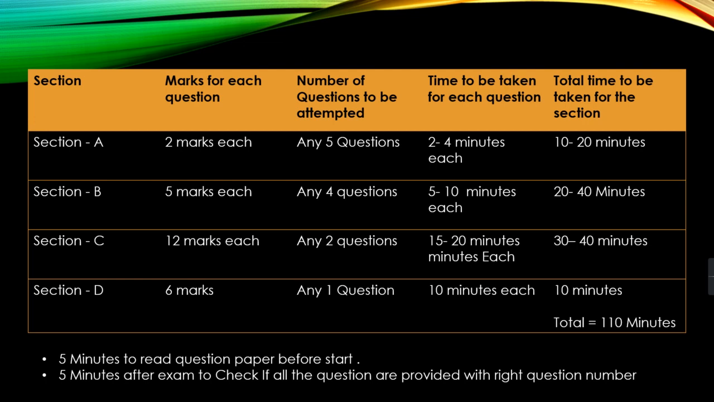Okay, as I said, you have a total of 120 minutes, right? Out of that 120 minutes, first you segregate 10 minutes. You divide the 120 minutes into 110 minutes and 10 minutes. Of the 10 minutes, 5 minutes is for reading the question paper before you start the examination, whereas the remaining 5 minutes is for after the examination. Once you have written the answers in the script, you need to check whether you have written the proper question number for all the questions.